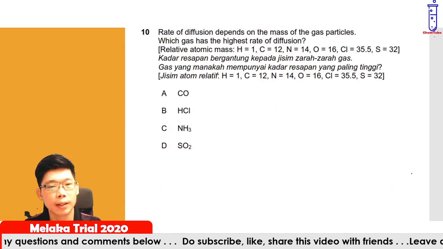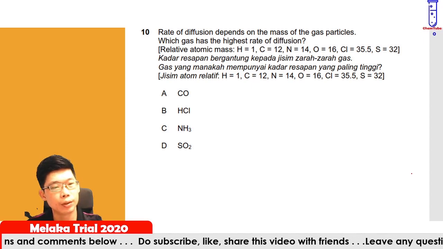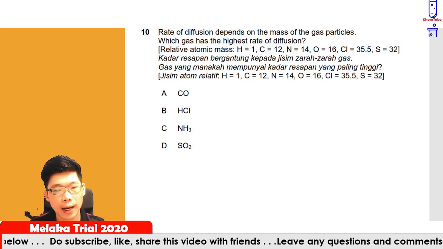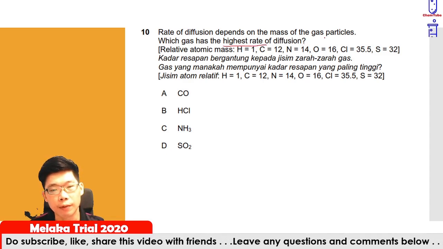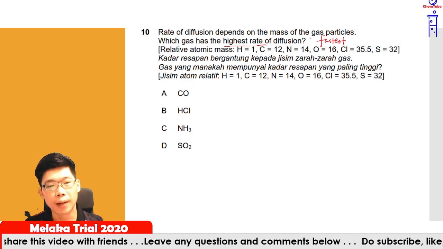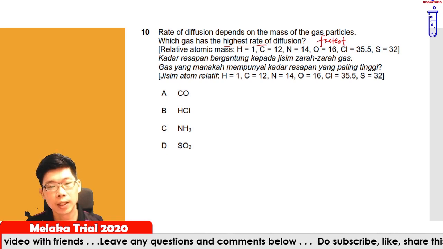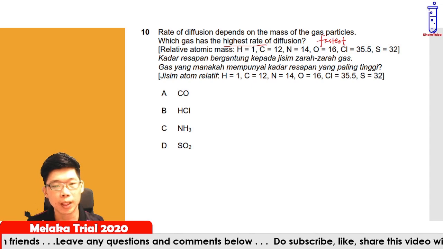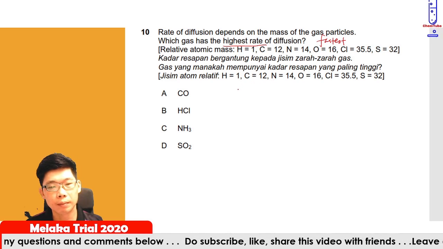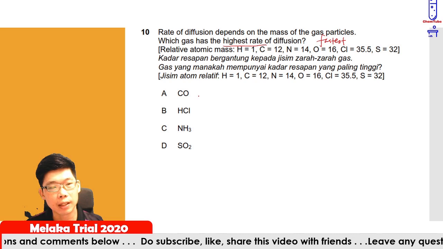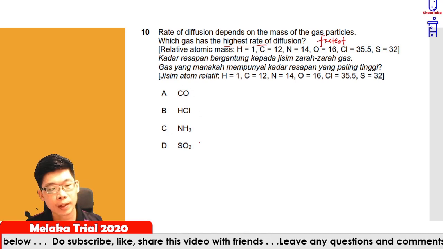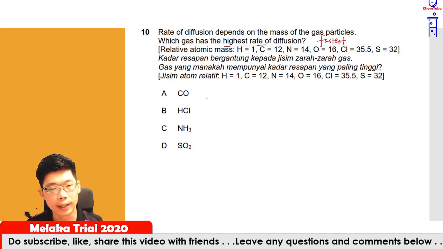Rate of diffusion depends on the mass of the gas particles. So which gas has the highest rate of diffusion? Highest rate means that it diffuses the fastest. In this question, you have to know that if the particles need to diffuse faster, the mass should be lighter. So in other words, you need to total up or find out the molar mass for the compounds given here. Whichever compound has the lightest molar mass can diffuse fastest.